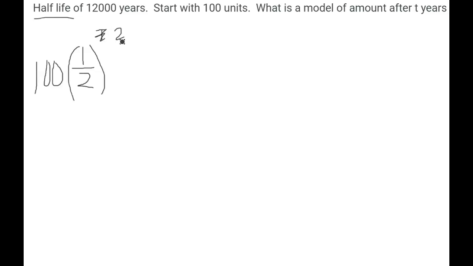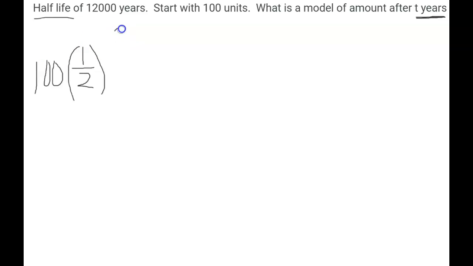It just follows that 100 after 0 half-lives at the beginning, 50 after 1 half-life, 25 after 2 half-lives, 12.5 after 3 half-lives, and so on. But we don't want to just count in crude half-lives. They asked for a model after T years. They didn't want us to be talking in terms of half-lives. But remember, 1 half-life is 12,000 years. So why don't we just take the number of years and divide by 12,000, right?